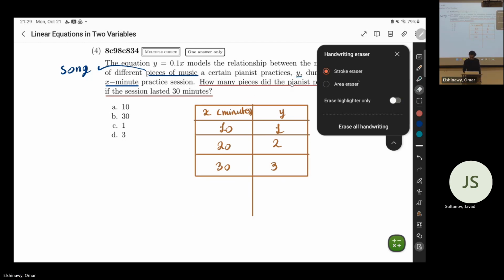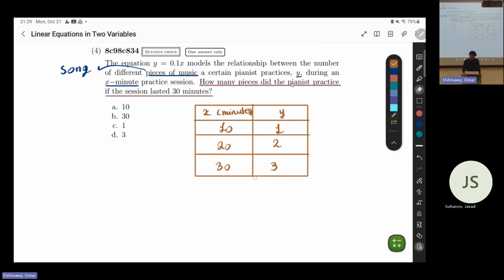I will decrease the amount of bad jokes for the remainder of the session. But the answer is 3. What do you think, Darren? Do you think it makes sense? Yes.